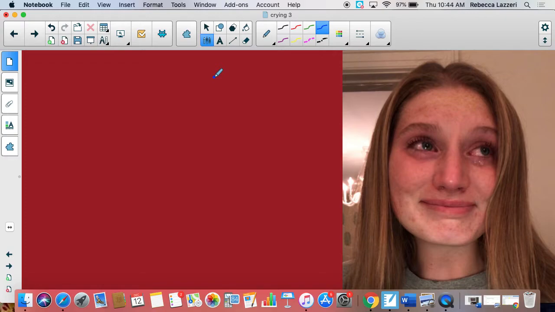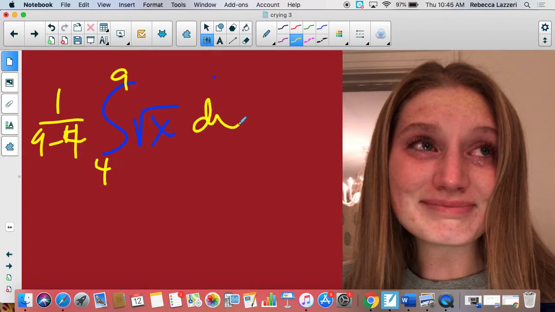let's look at the first homework problem. What was the first one I gave you? 47. All right, so it said, find the values guaranteed by the mean value theorem for integrals, which is the average value theorem, for the function over the given interval. So I have f of x equals square root of x, from 4 to 9. And if I want that mean value theorem for integrals or the average value, I'm going to do this.